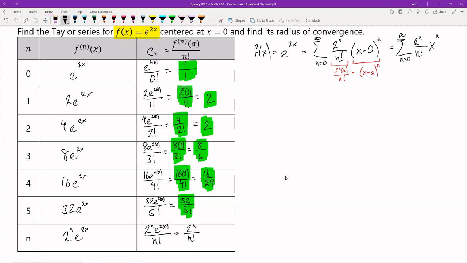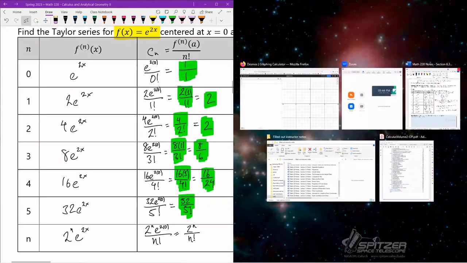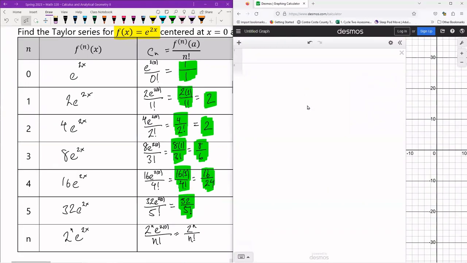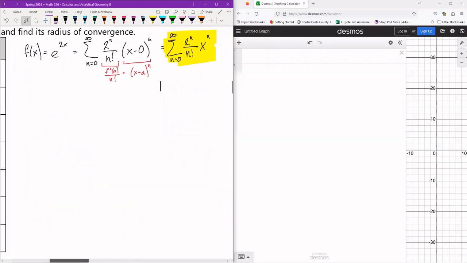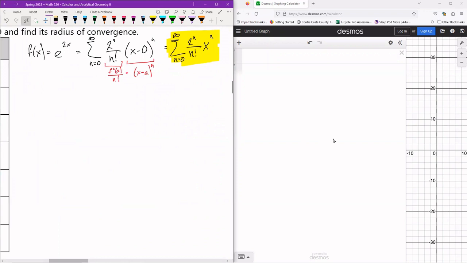So this right here, and I'm going to highlight it in yellow, that is our Taylor series expansion for e to the 2x. So what's left to do, just so that we can double check, is the same test that we did before, where we grab our Taylor series expansion and plug it in right next to our function, and hopefully, if we did everything right, they should start to match up.